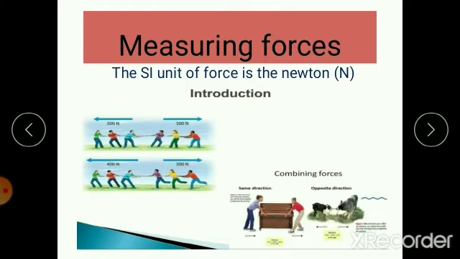In that case, the total force applied on a body is called the resultant force. What is it called? It is called the resultant force. What is the resultant force? The total force applied on a body is called the resultant force.